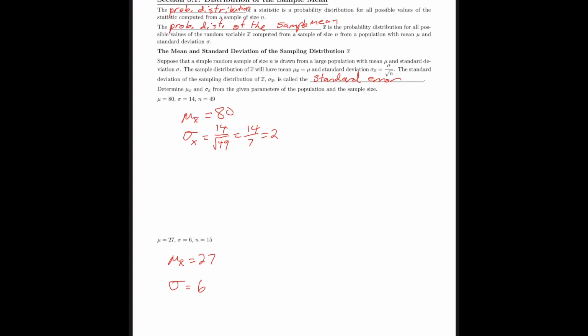Okay, and that's simply how this works. So, for example, this second one here, since mu is 27, mu sub x bar will also be 27. And since sigma is 6, sigma sub x bar is going to be 6 divided by the square root of 15, which is 1.549.